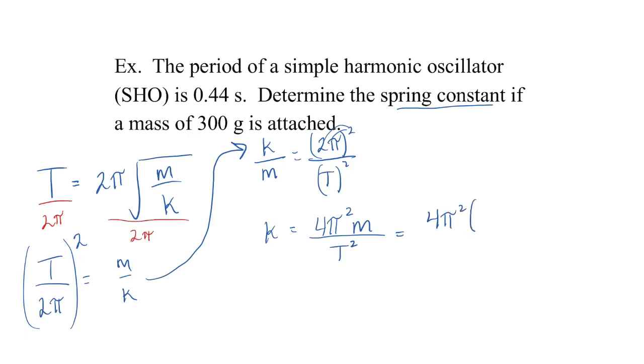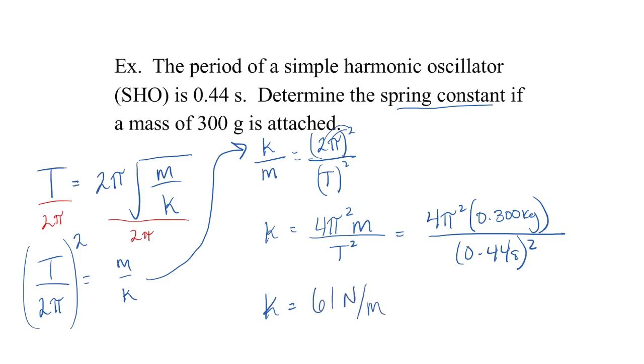Let's plug in those numbers. 4 pi squared times mass. Remember, we want kilograms, not grams, so that is 0.300 kilograms, divided by period squared, 0.44 seconds squared. And what do I get for k? When I do that, I get 61 newtons per meter. Okay, I just wanted to do one where I solve for k, because I know it's a tricky one. So there you go.